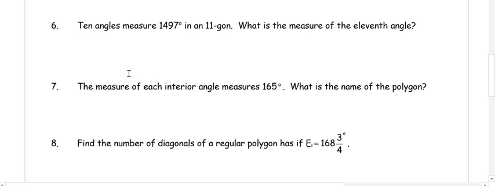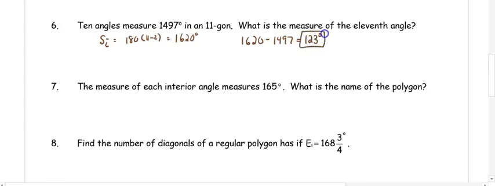Number 6, 10 angles measure 1,497 in an 11-gon. What is the measure of the 11th angle? So first we need our sum of an 11-gon. So something with 11 sides is going to be 180 times 11 minus 2. And that's going to get us 1,620 degrees. Then we want to find our missing angle. So we know that 10 angles have a sum of 1,497. So we're going to subtract that and get that our missing angle is 123 degrees.